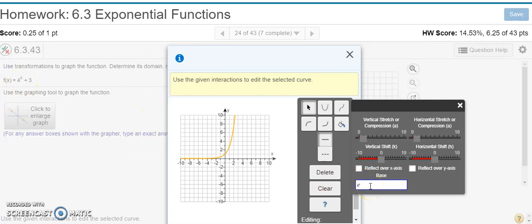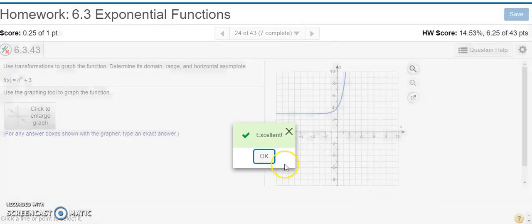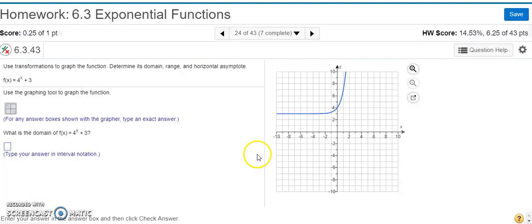So we'll change our base here to 4, and we see this plus 3 that's on the outside of the function, which indicates a vertical shift of 3 units, and it has no further transformations, so we can stop there and we're going to save it. I'm clicking save and then check answer, and we got the graphing part out of the way.